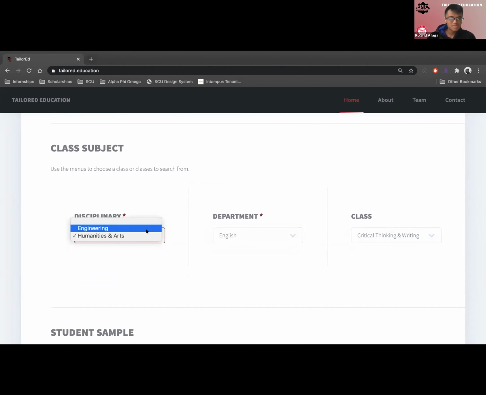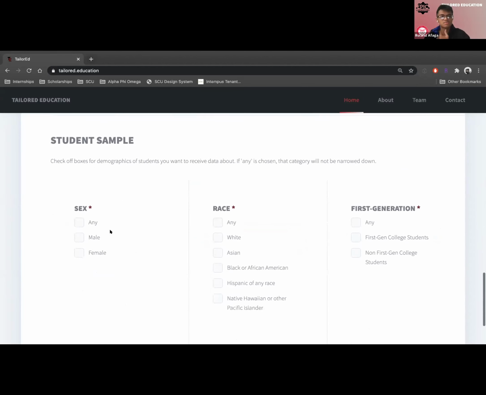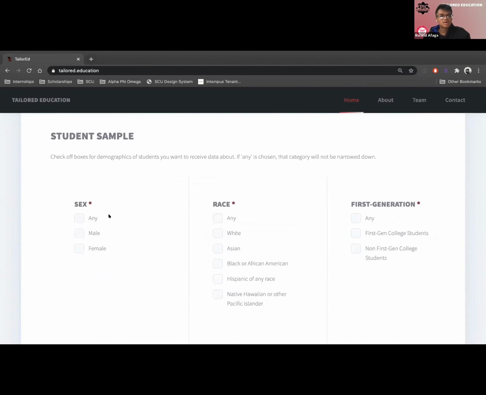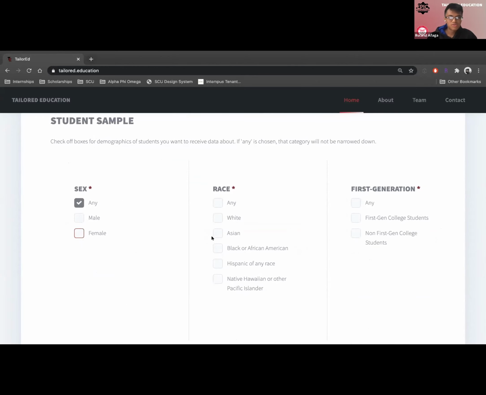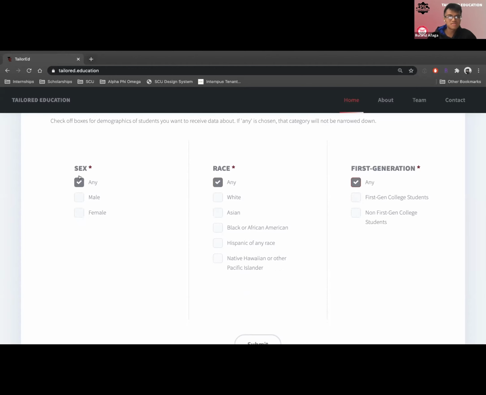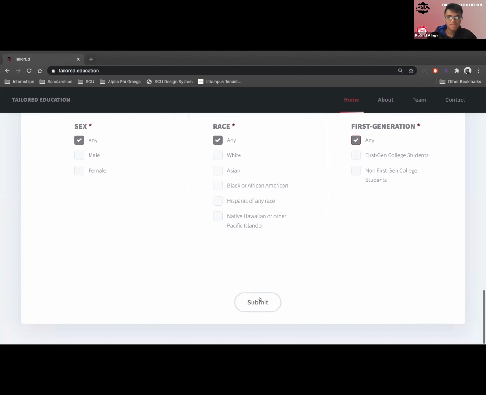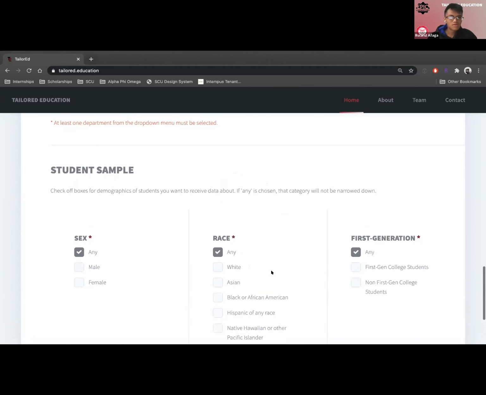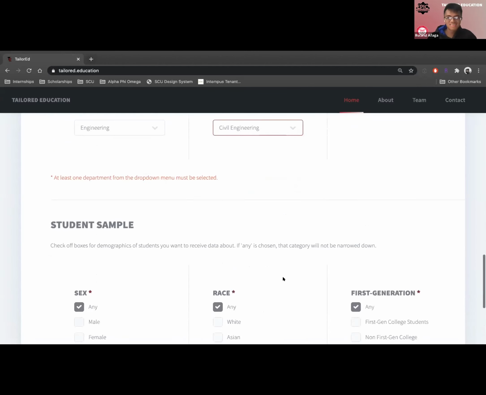We have two examples here that you can play around with, as well as the student sample. This is the data that we have gotten from the registrar. We have sex, race, and first generation student. You can select which one you want to see. Then regardless of whatever you choose for this student sample, you'll be given three graphs, one for each of these demographics, and we'll be able to see that right here.